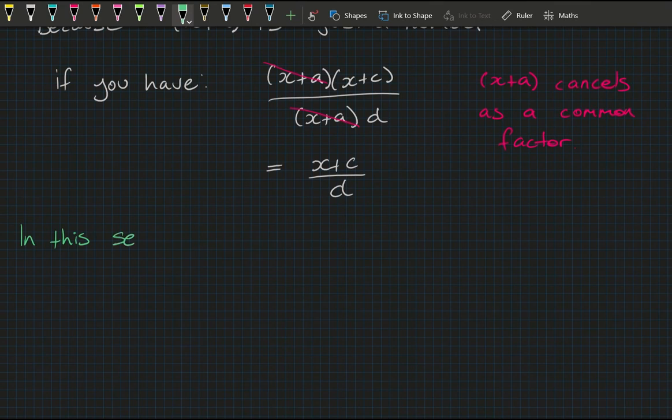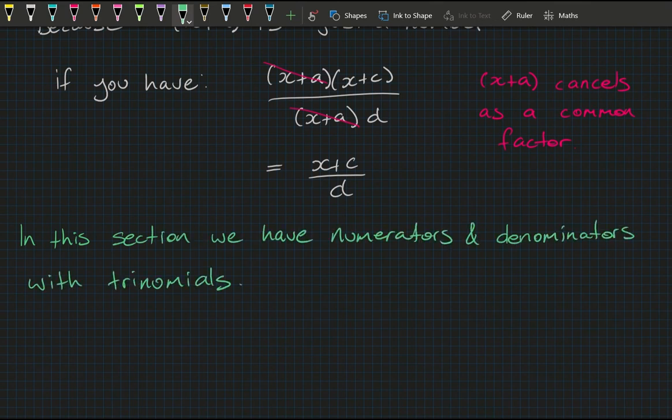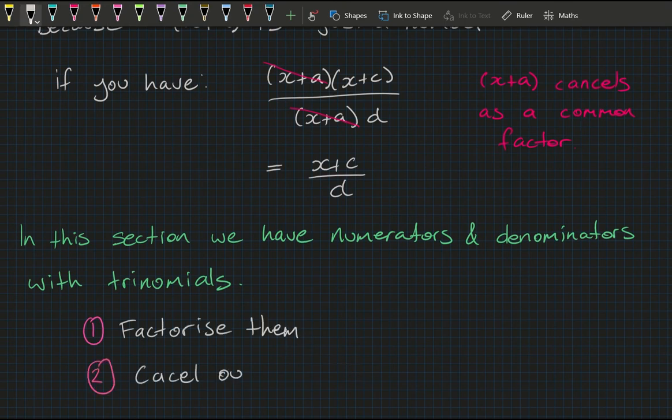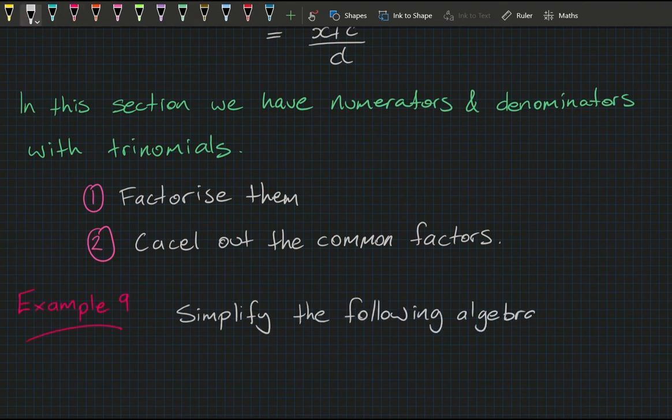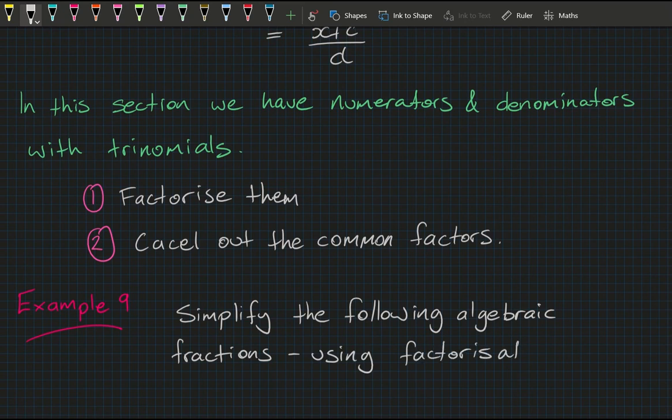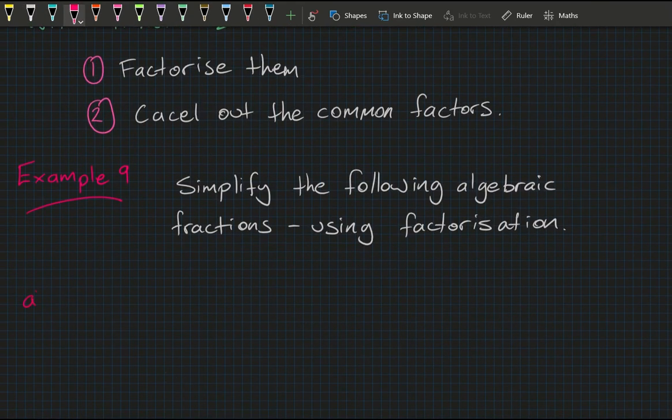So in this section, we're going to have numerators and denominators with trinomials. All you're going to have to do is 1, factorise them, and 2, cancel out the common factors. Alright, let's move on to example 9, where we'll simplify the following algebraic fractions using factorisation. Alright, part A, we have x squared minus x minus 6, all divided by x plus 2.